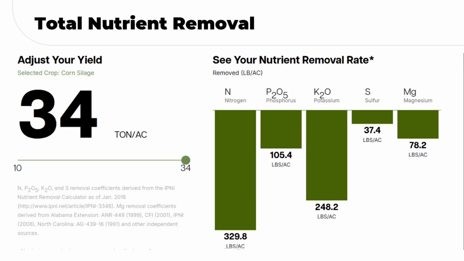The reason being is potassium is the main driver to get nutrients up and down the plant, stalk integrity, stalk size and diameter, which helps with fiber digestibility.